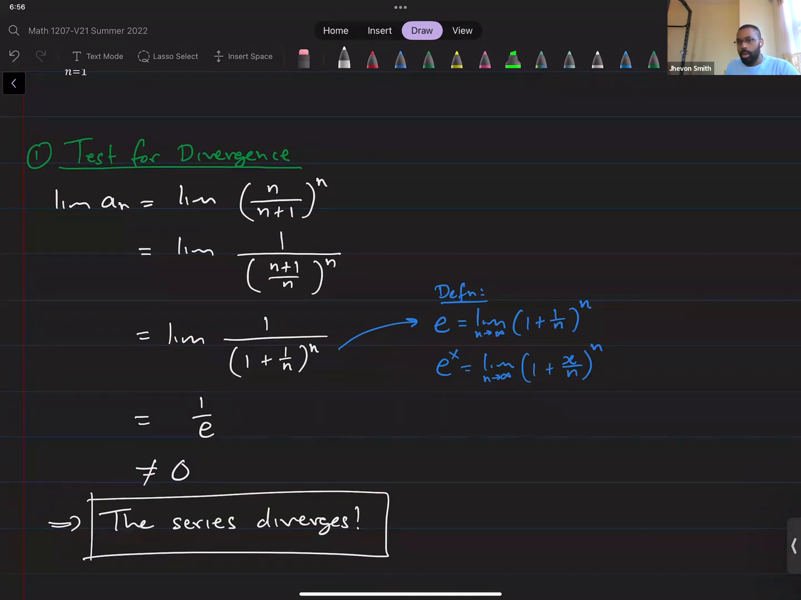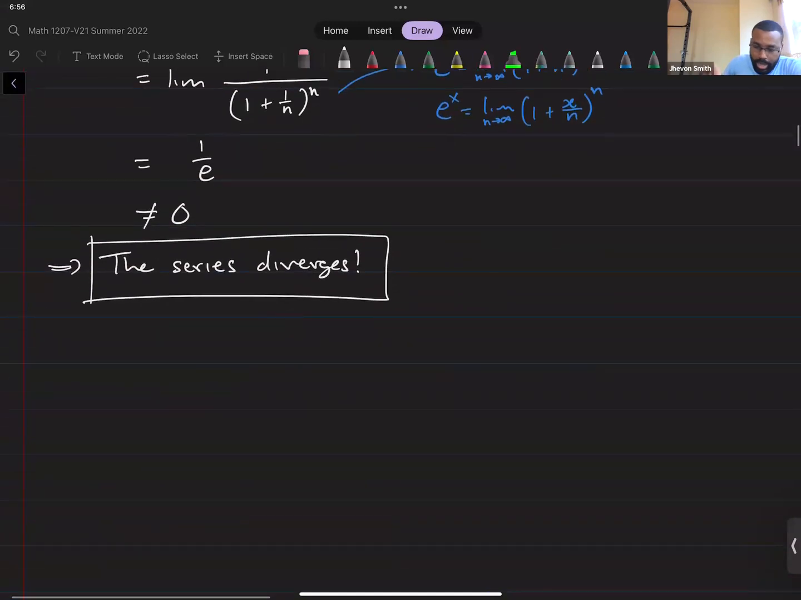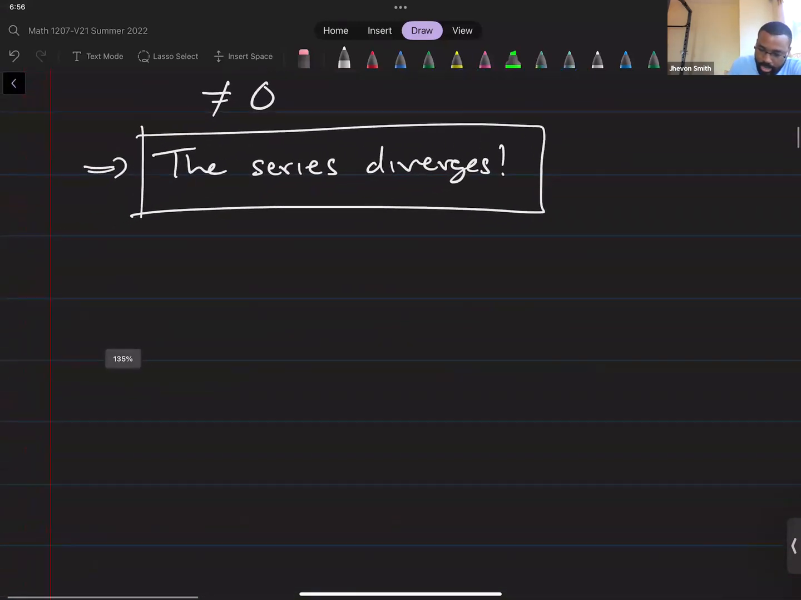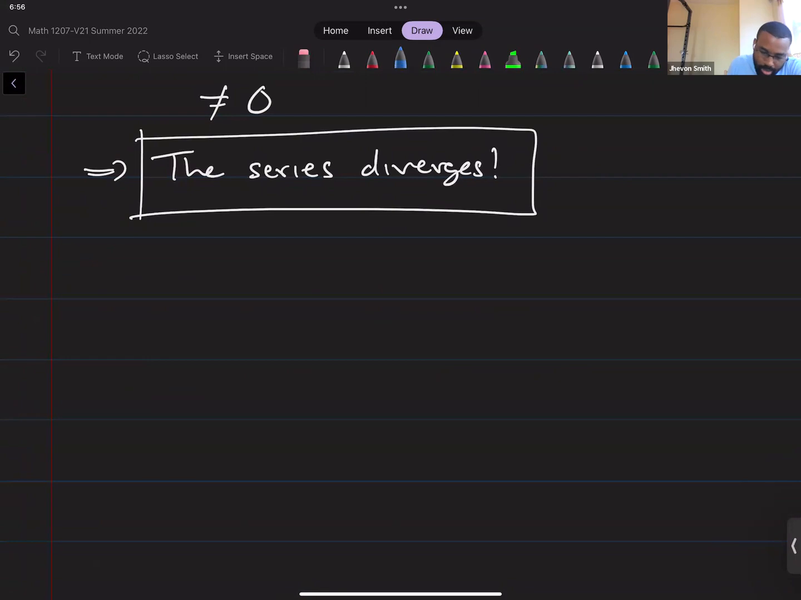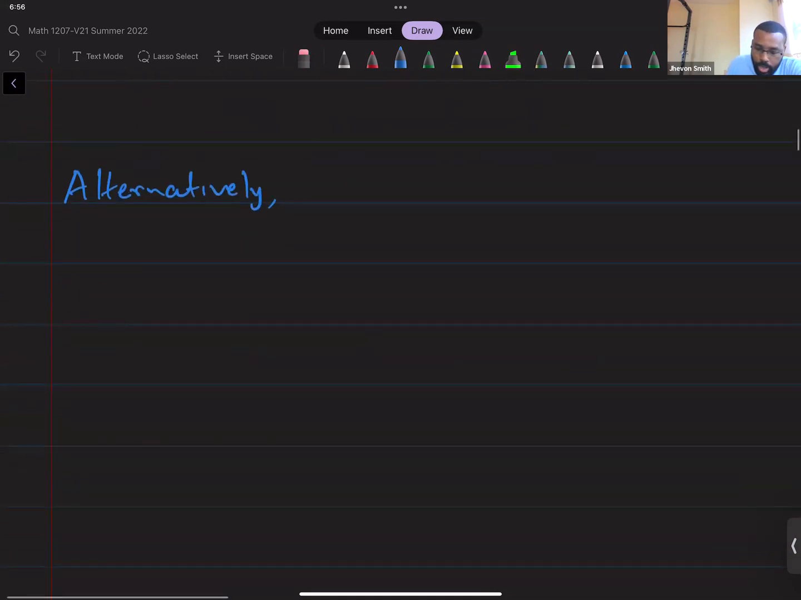There are a few problems in your textbook where they actually use this trick and get e in there. However, alternatively, let's say you forgot what e is defined as. You wouldn't be stuck. It would just take you a little bit longer to get to the answer. So alternatively, let's say you wanted to deal with the limit as n goes to infinity of n over n plus 1, to the n.